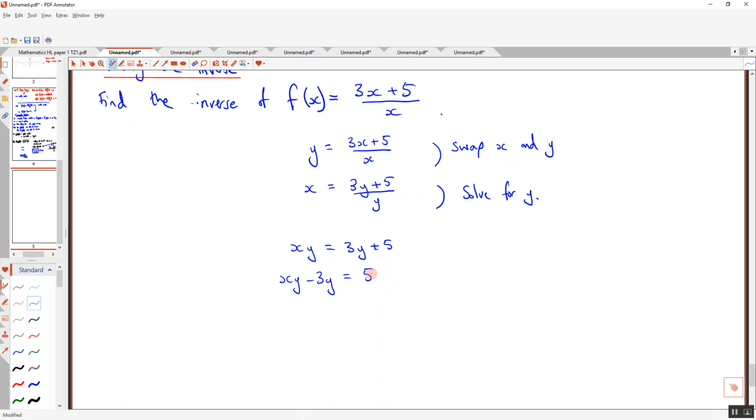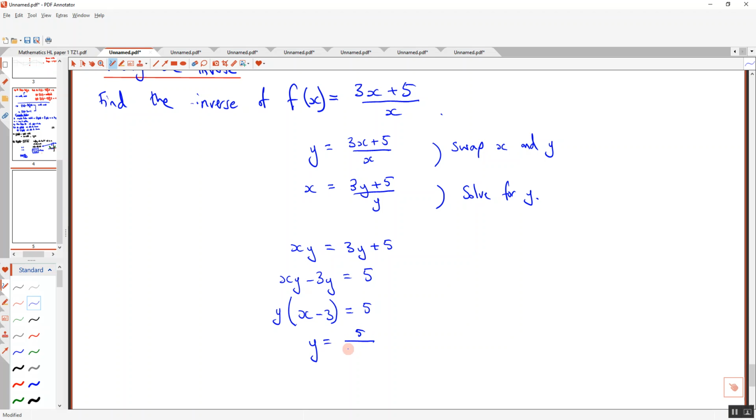Next, I'm going to factor out y. Good, Nick. Factorize out y, so I get x minus 3, and put that 5 over x minus 3. Good, and then you divide both sides by x minus 3.